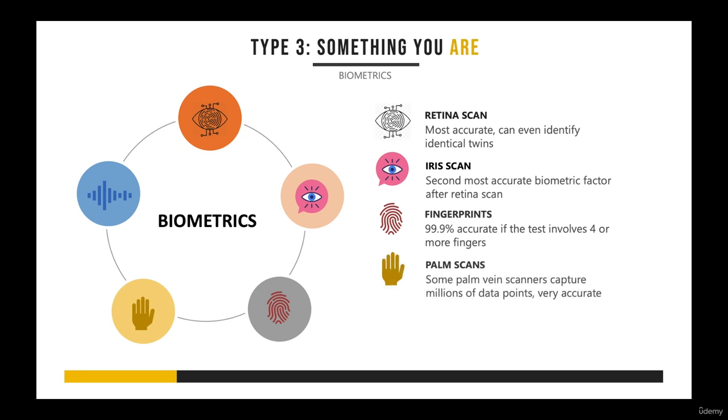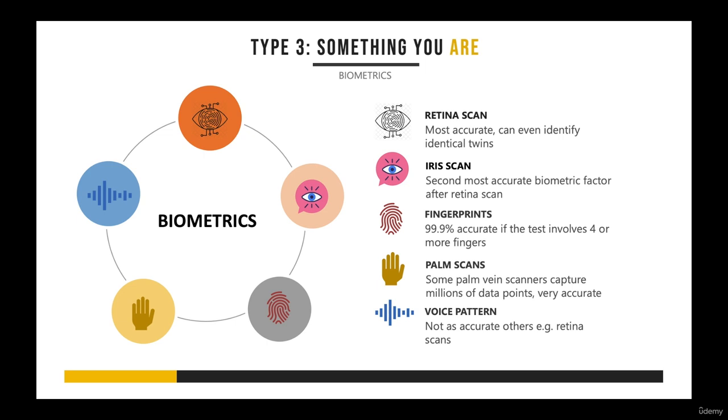Next are palm scans. Now this previously referred to the geography of your palm, but modern palm vein scanners, they basically capture millions of data points of your palm veins and they can produce amazingly accurate results. The last one is your voice pattern. It is traditionally regarded as not as accurate as other types of biometric scans such as retina scans.